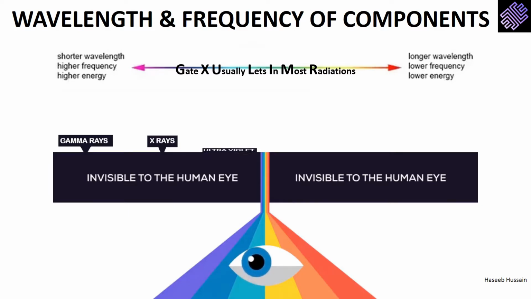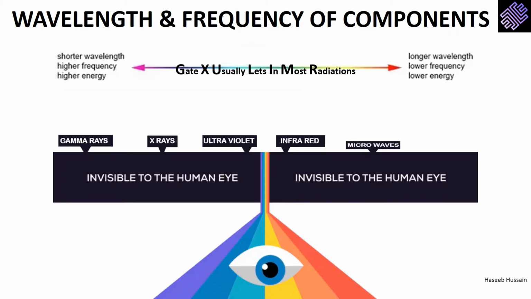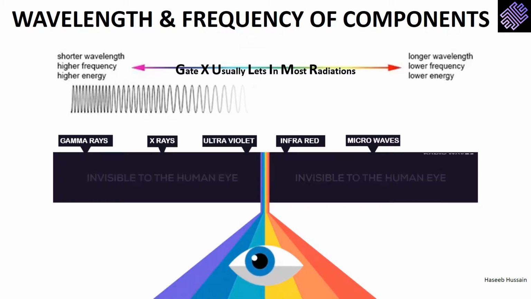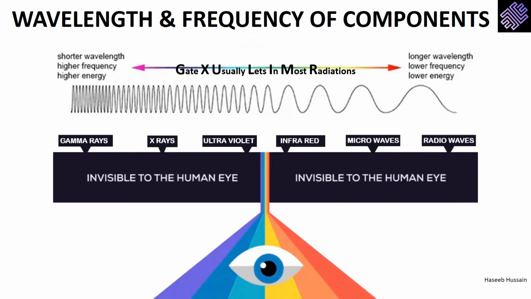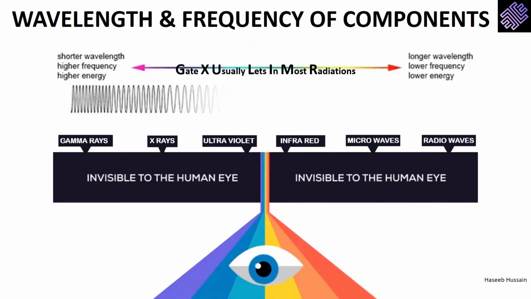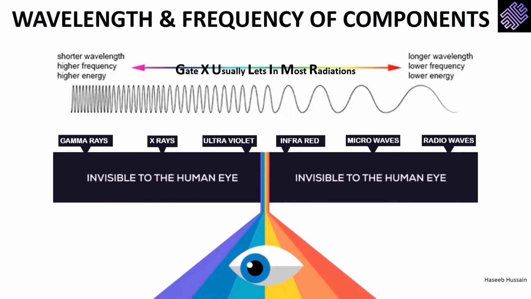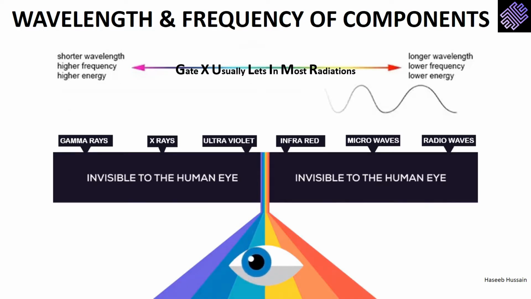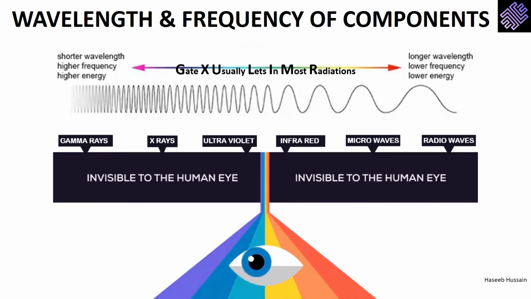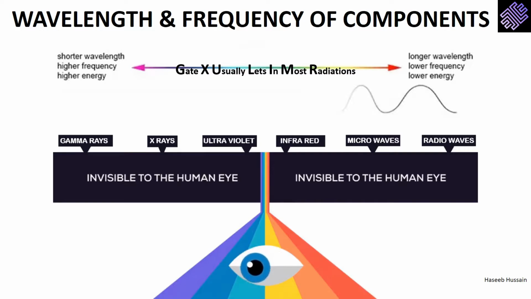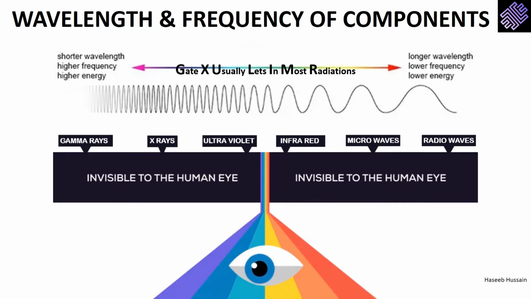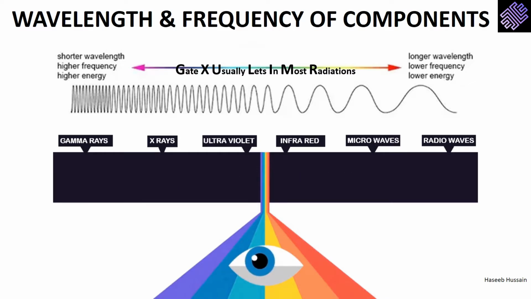The mnemonic device is "Gate X usually lets in most radiations," with G for gamma, X for X-rays, L for visible light, I for infrared, M for microwaves, and R for radio waves. As we move from gamma to radio waves, the wavelength increases while the frequency and energy of waves decrease. Conversely, if we move from radio to gamma rays, the wavelength decreases, and the frequency and energy of the waves increase.